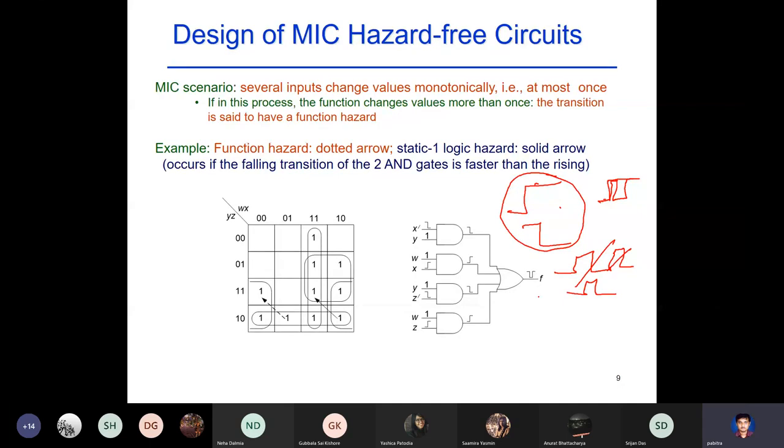So this can happen. This can happen due to another thing also. Maybe this falling transition is faster than the rising transition. So all this can happen.